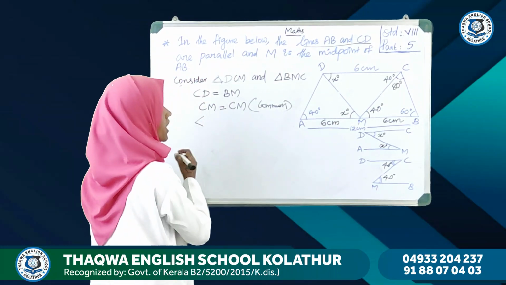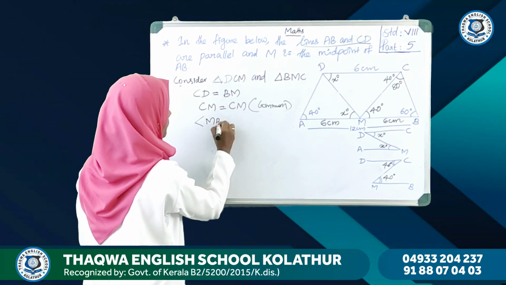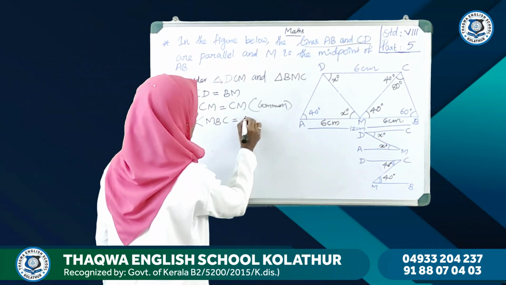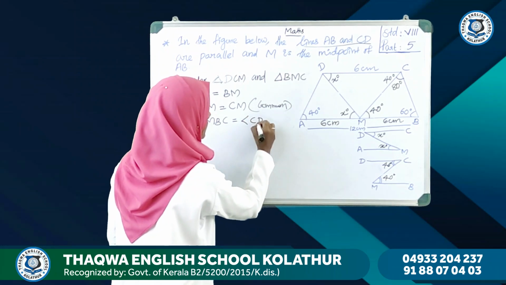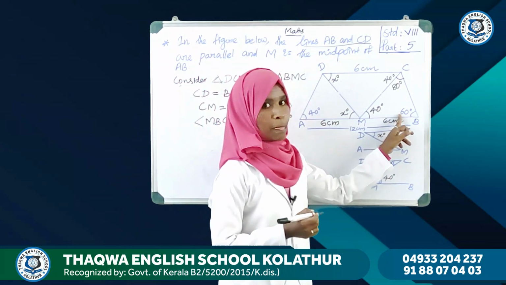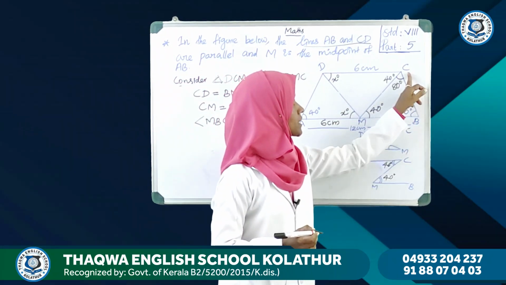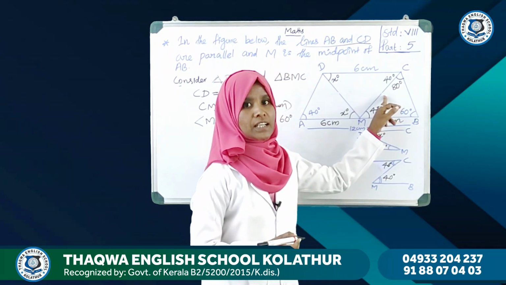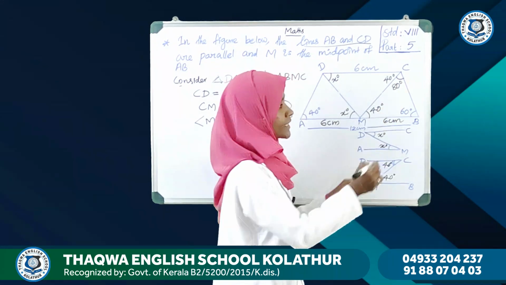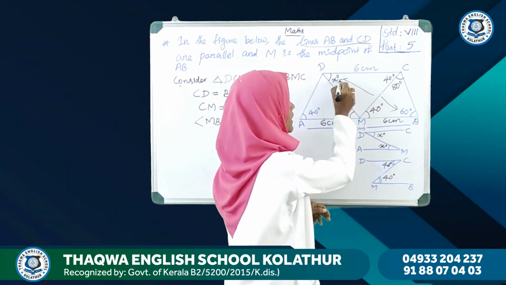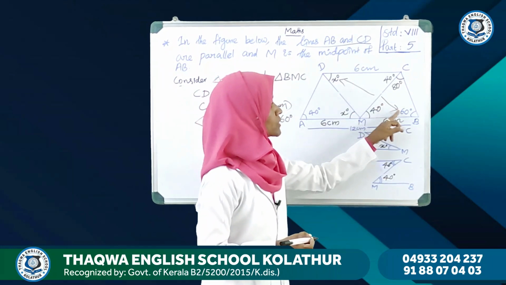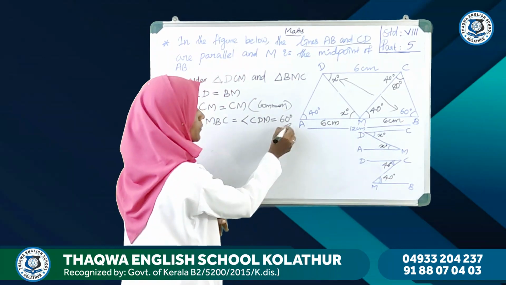That is, we can write angle MBC equals angle CDM equals 60 degree. Why? Angle MBC is opposite to the side CM. Okay, angle MBC is opposite to the side CM, and angle CDM is opposite to the side CM. So these two angles are 60 degree.